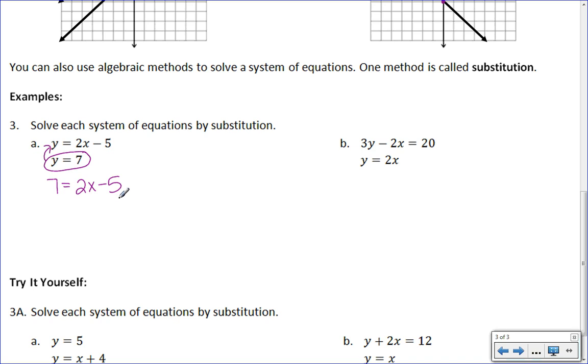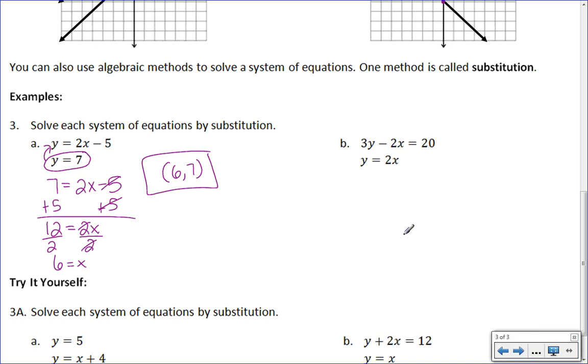And now we learned how to solve these equations a long, long time ago, so we should know exactly what to do here. So let's add 5 to both sides. And then we'll divide by 2. Okay. Now remember, the solution to a system is an ordered pair. So be careful with looking at this and seeing, oh, x is 6. That's not the solution to the system. X is 6 and y is 7. So our solution is the ordered pair 6, 7.